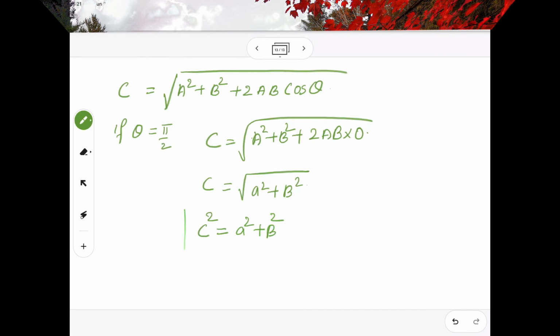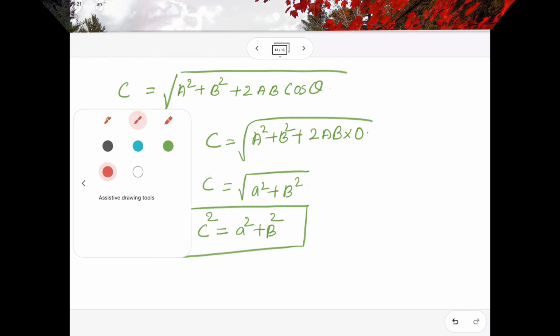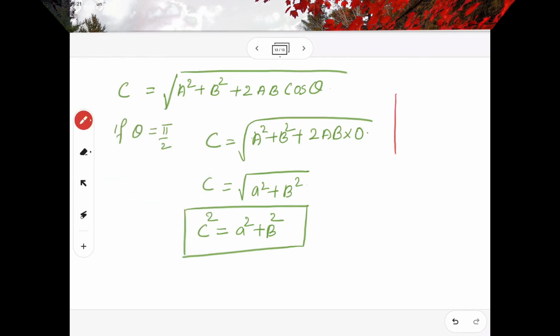So this is our Pythagoras theorem. Pythagoras theorem is applicable only for right angled triangles. That is, if I draw a triangle like this, and this is A and this is B, then C will be the hypotenuse. So hypotenuse square is equal to base square plus altitude square. That's the only thing.